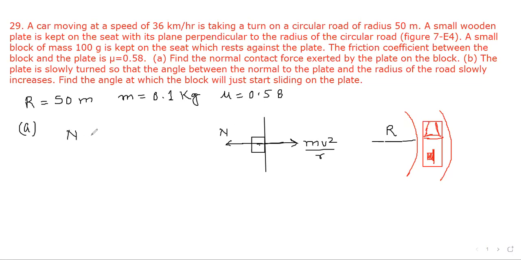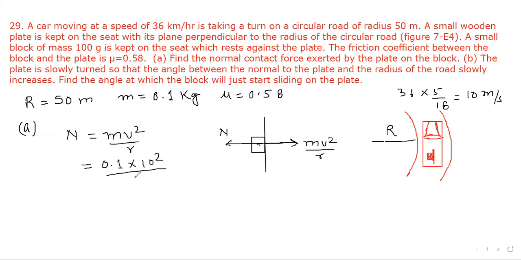So we can say N equal to mv square upon R. We can put the values. M is 0.1, velocity 36 into 5 by 18, that would be 10 meter per second. So 10 square divided by 50. So this would be equal to 10 divided by 50, which is 0.2 Newton.